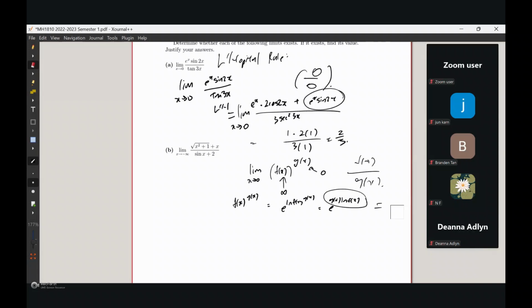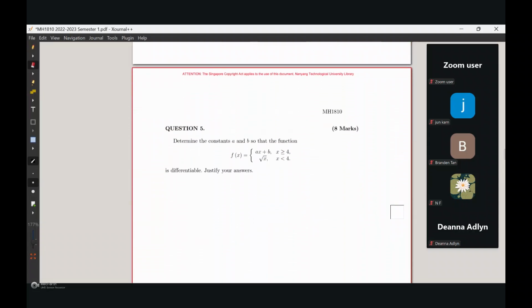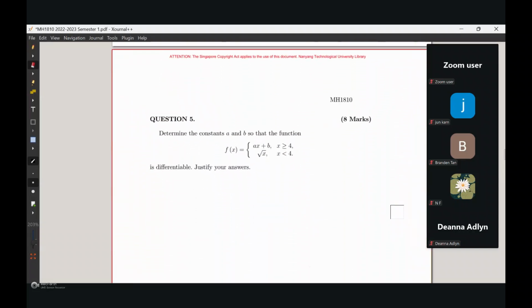Any other questions? Okay, doesn't look like there are any. Let me move on. Okay, question 5. We're only halfway there. We have a function here such that it is differentiable. This type of question appeared in your midterm already, so I hope everyone knows how to do this.